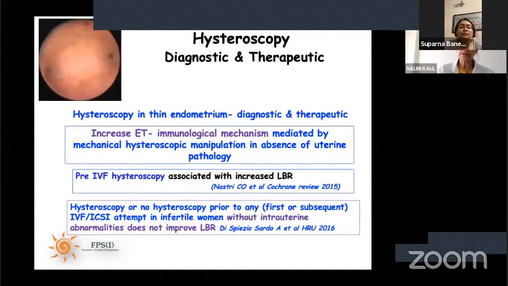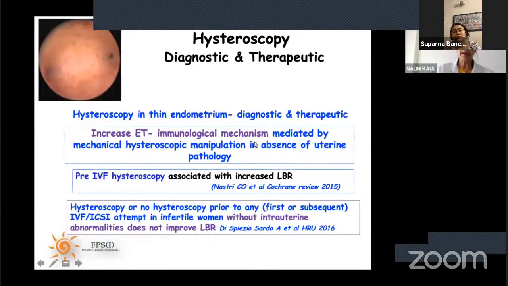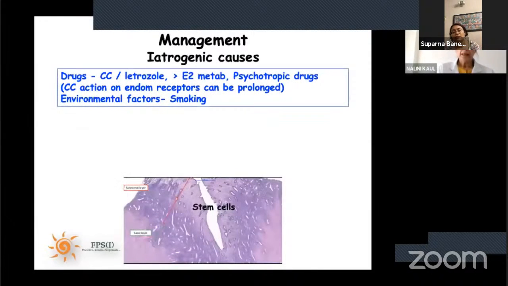Hysteroscopy is an important diagnostic tool, and we can define intrauterine pathology as well as try to correct it. It has been suggested by some that just doing the hysteroscopy increases the endometrial thickness through some immunological mechanism. Of course, this has not been validated at all. When it comes to management, if there are iatrogenic causes like drugs, then you stop or change your drug.